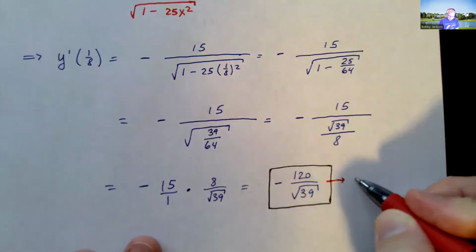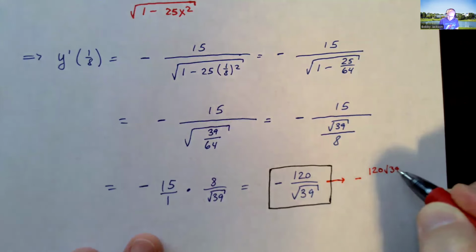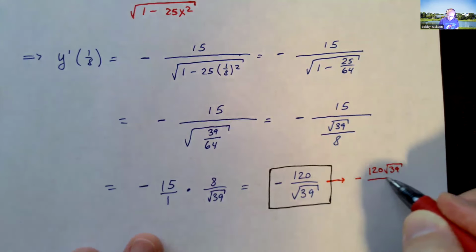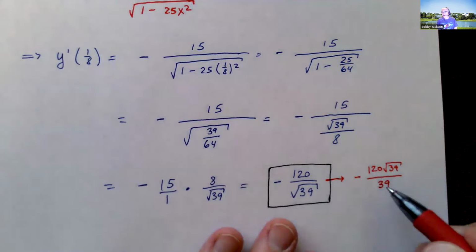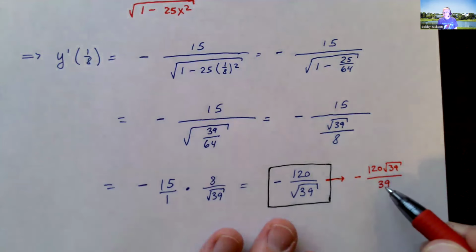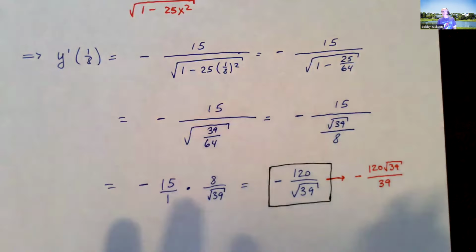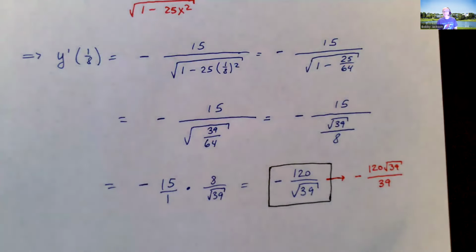If we did rationalize it, it could look like this. And I think we can further simplify it, it looks like, because 3 is a common factor, at least, of these two. I think I get negative 40 root 39 over 13. But at any rate, Achieve likes this answer. I like this answer. It's fine to leave it like that.